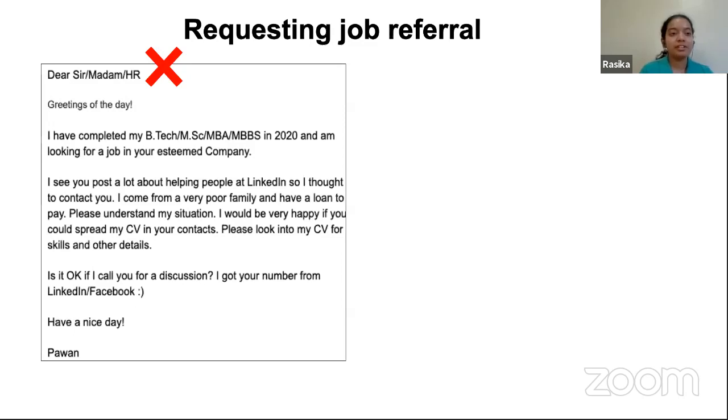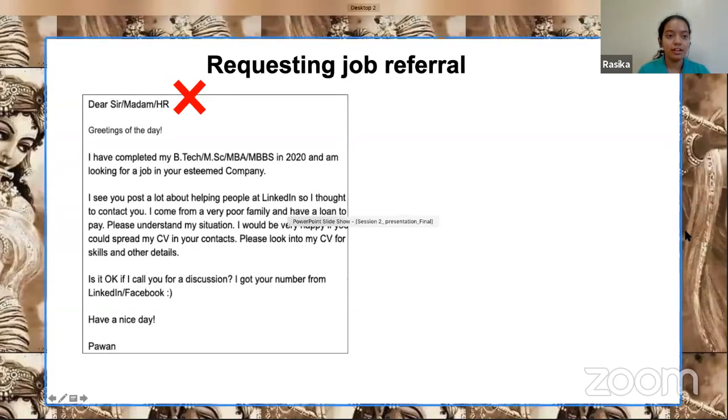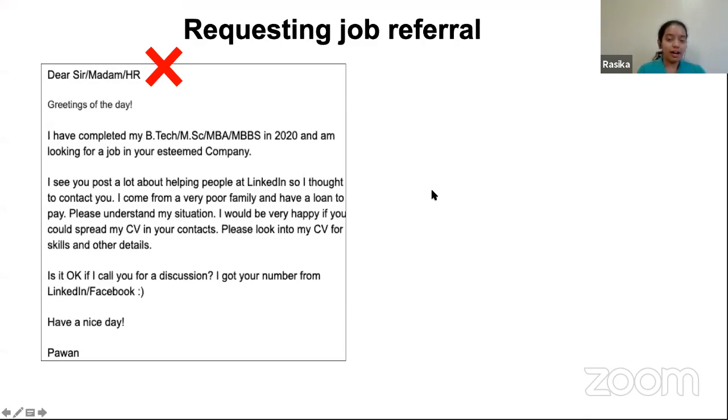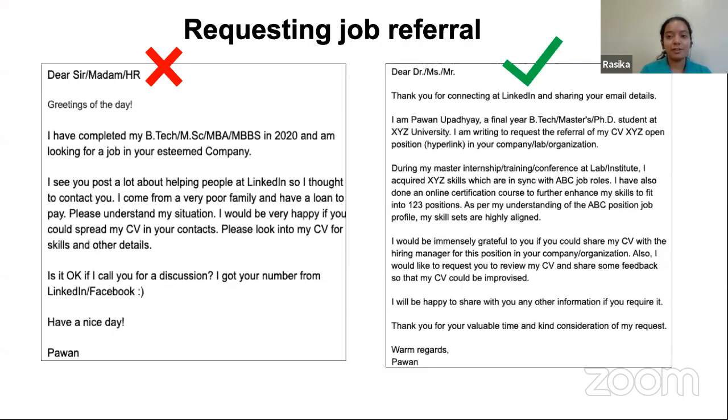Sure. Thank you, Pavan. So, another set of emails we generally come across is for requesting a job referral. As you can see on the left-hand side of your panel, this is how a job referral email should not be: you are introducing yourself, but just asking for help with some random note, saying, oh, I saw this post on LinkedIn, can I just get a job referral?